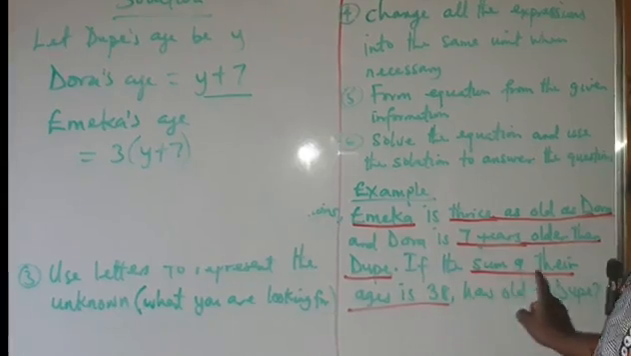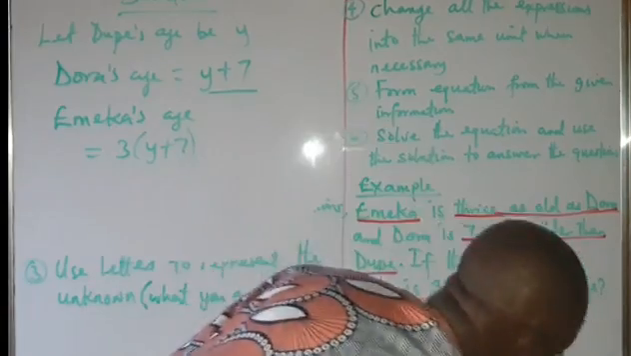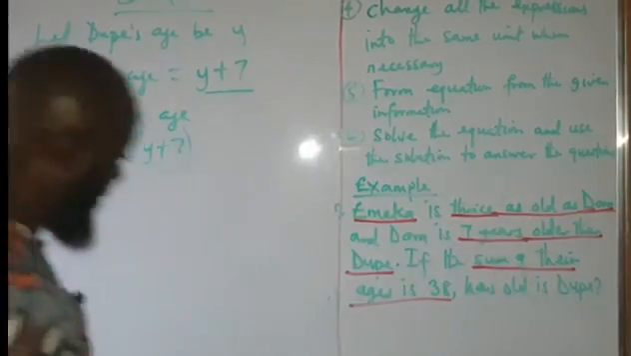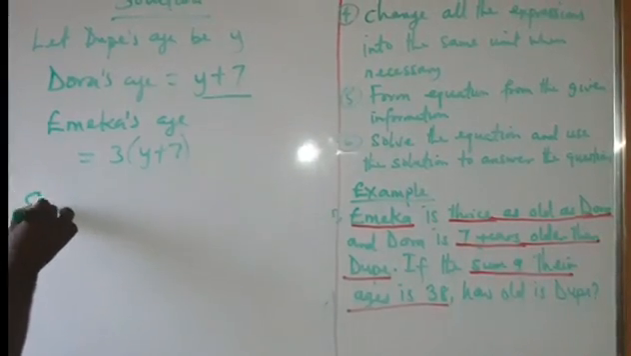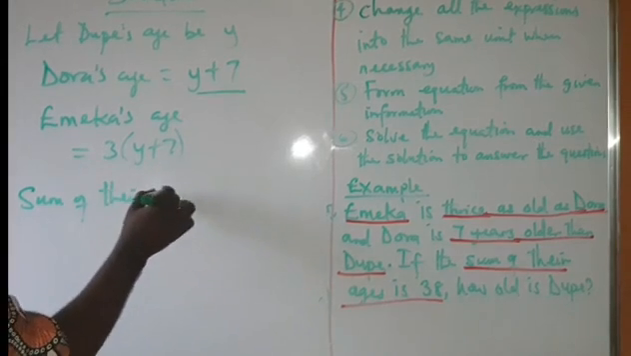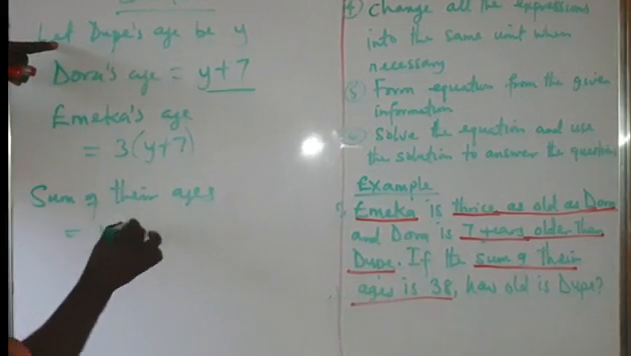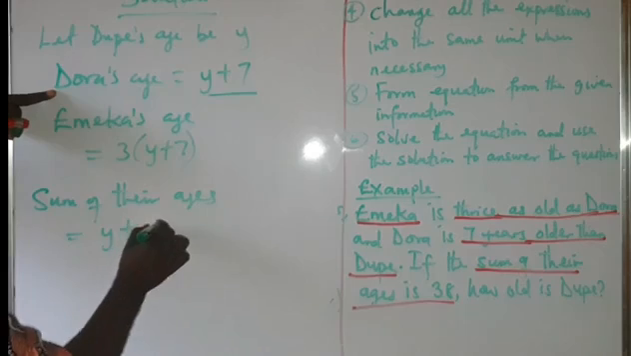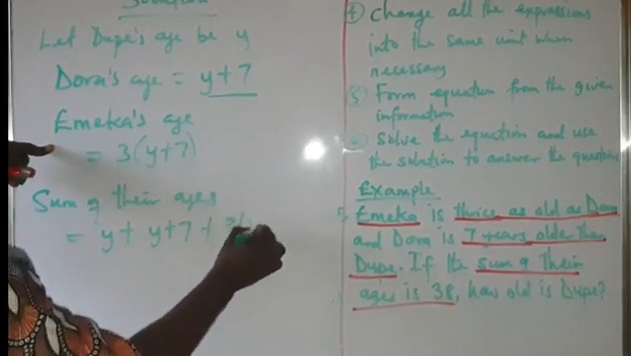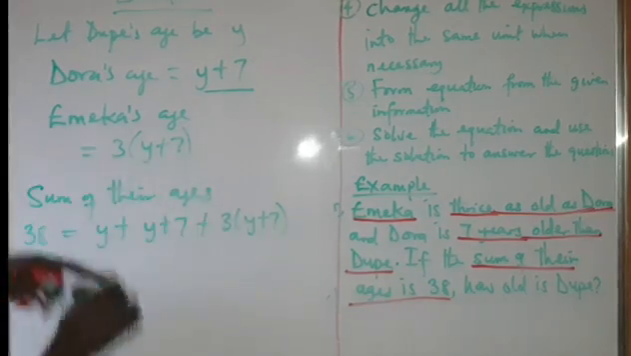The next one: if the sum of their ages, that is, we are adding. Sum here is telling us the addition of their ages. That is, the sum of their ages will then be age of Dupe, which is y, plus age of Dora, y plus 7, plus age of Emeka, 3 into brackets y plus 7. So everything gives us 38.